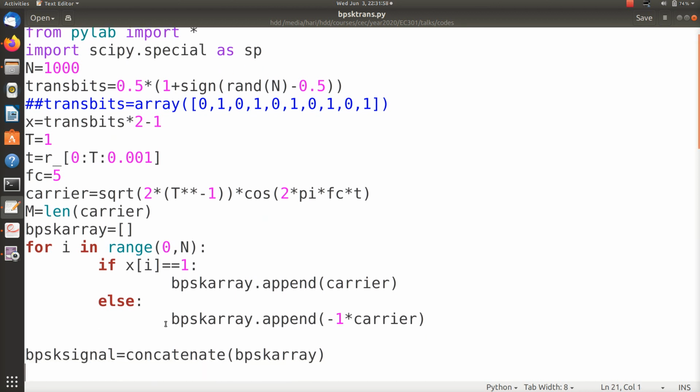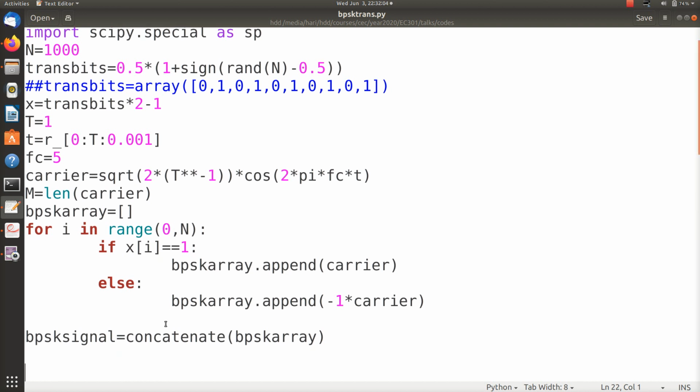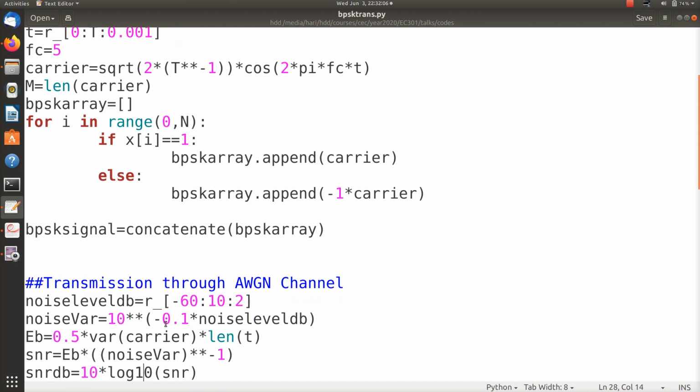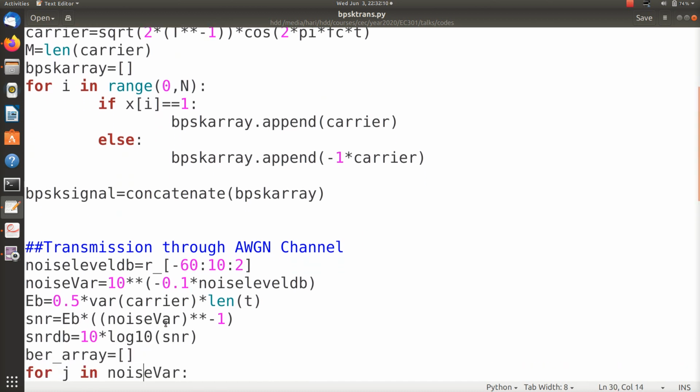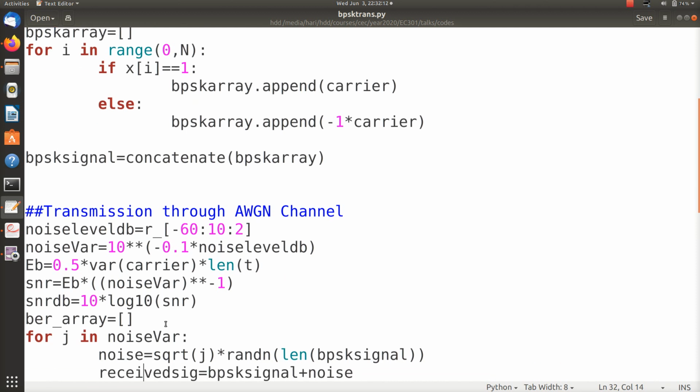Then this may be multiple arrays, so I concatenate them into a single array. So the BPSK signal is a concatenated version of the BPSK array. Now I have to transmit this signal through an AWGN channel. Ultimately I will have to plot the bit error rate against signal to noise ratio in dB.